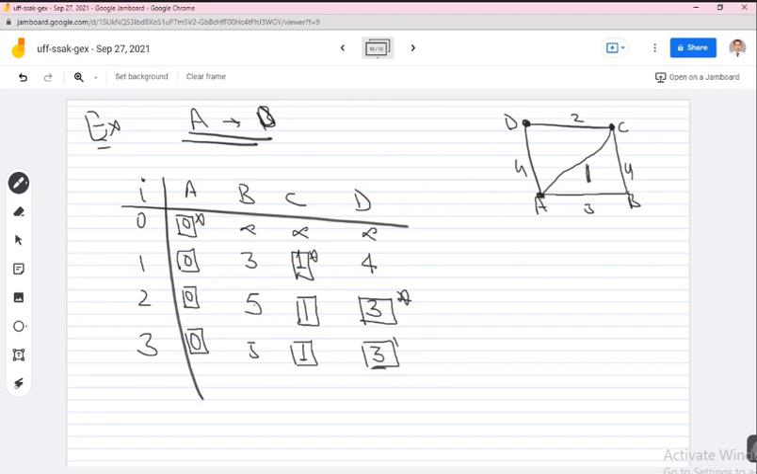So what is the minimum length? 3. The length is 3, and the path is A to C, C to D.